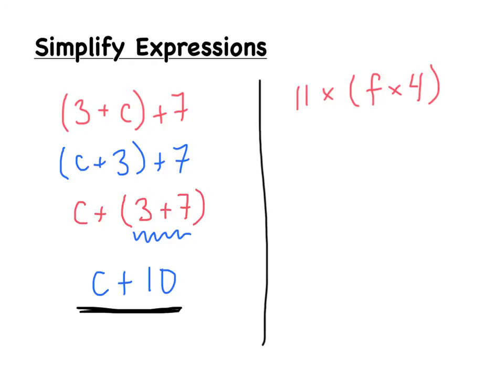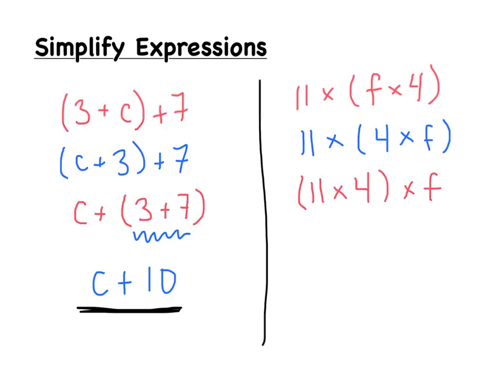And the next one, we have our multiplication. It's the same exact thing that we were looking at. We could change around whatever is in the parentheses to make it 11 times 4 times f. Because of the commutative property, we can switch the 4 and the f together. From here, we can use the associative property, where all we would have to do is move the parentheses to show it as 11 times 4 times f. This is because of the associative property.